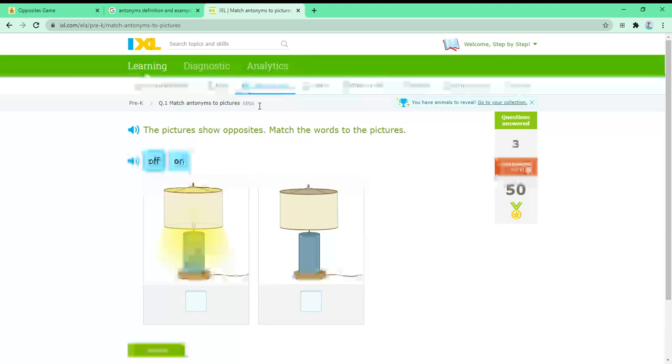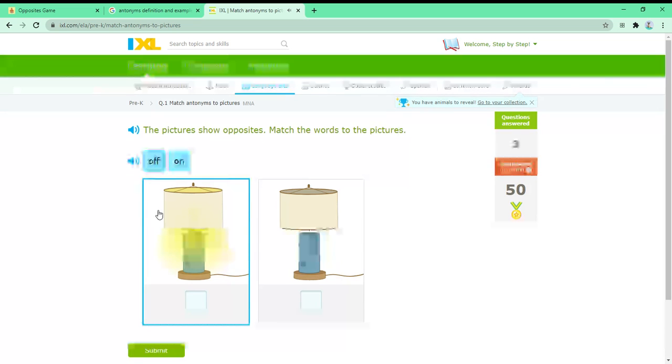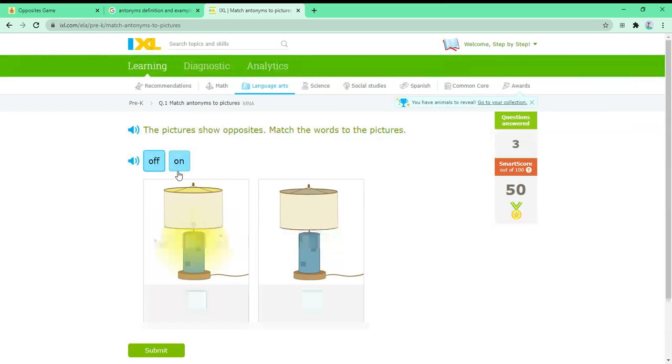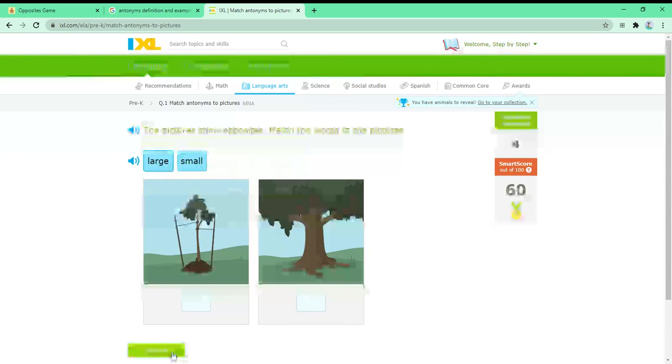The pictures show opposites. Match the words to the pictures. Listen to the words carefully. Off, on. So this first picture of a lamp shows the light is on because it's showing light, this yellow light on the lamp. So the lamp is on. The lamp is off for this one because there's no light coming from it. So we know the opposite of on is off, and the opposite of off is on. Next question. We were right.